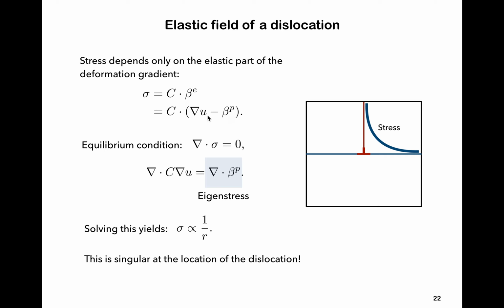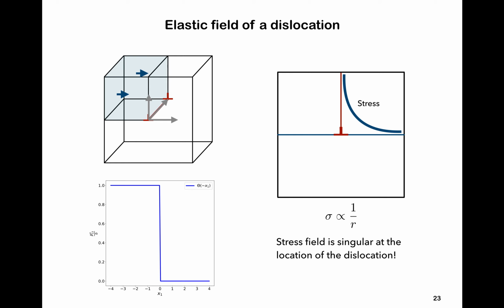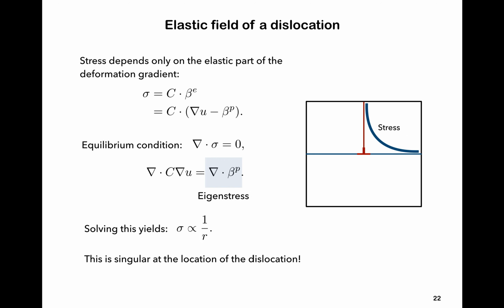Once you have this expression for the stress, this should be looked at as the three-dimensional generalization of the simple relation that sigma is E times epsilon minus epsilon p, which we saw earlier in the simplified representation of how dislocations mediate plastic strain. Once you have this representation of sigma in terms of gradient of u and beta p, the rest is straightforward. The equilibrium condition, which we have seen from continuum mechanics, is just that the divergence of stress is equal to 0.